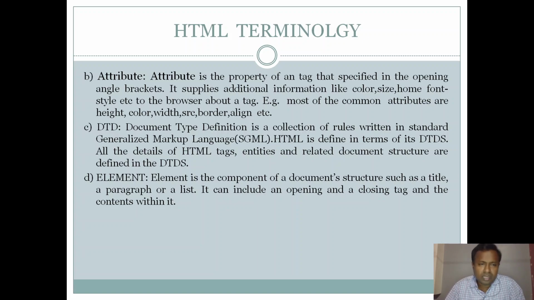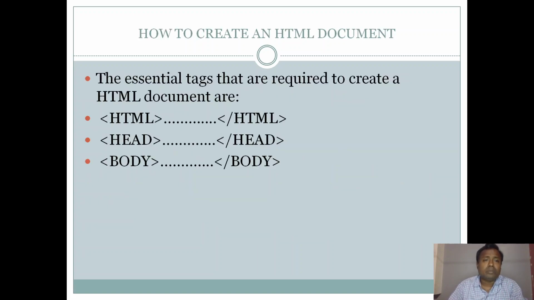Another important thing you have to understand is the DTD. DTD is the document type definition, which is a collection of rules written under HTML. You will understand this more when we talk about XML. When we talk about XML, we can understand what this DTD and the element are.